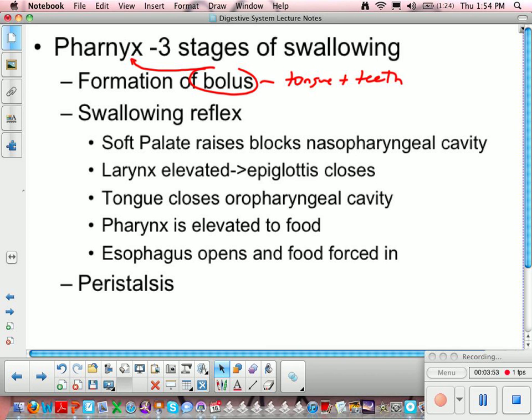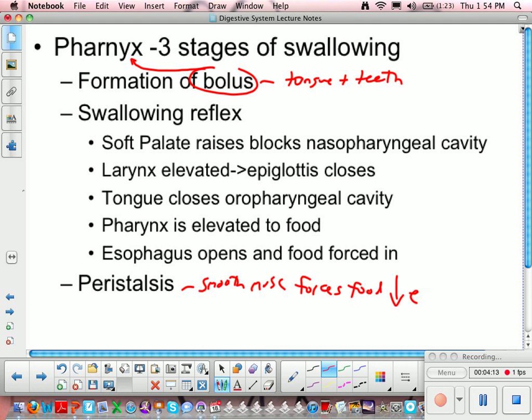And then the third stage of swallowing is just the peristalsis, where the smooth muscle forces food down the esophagus. So those are the three stages of swallowing.